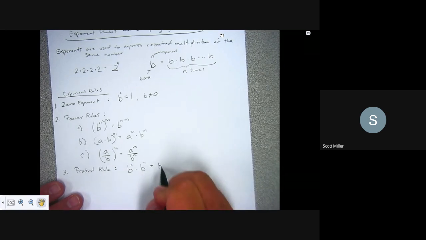After that, I do the product rule. The product rule basically says this: if I have two numbers of the same base, different exponents, they have to be the same base. They can't be different bases. They have to be the same base. Then I can just continue this out, and you add these exponents together.